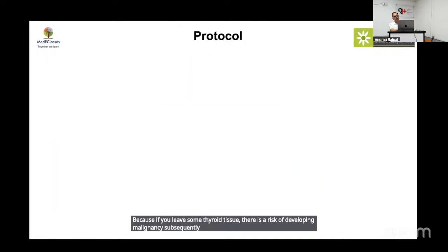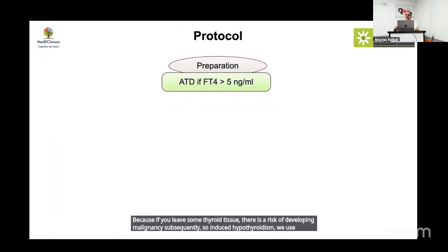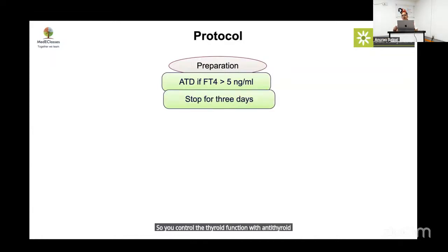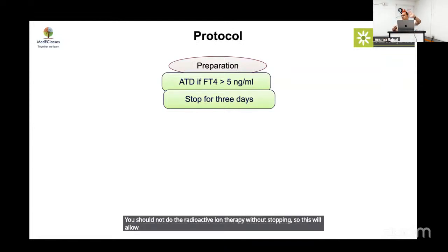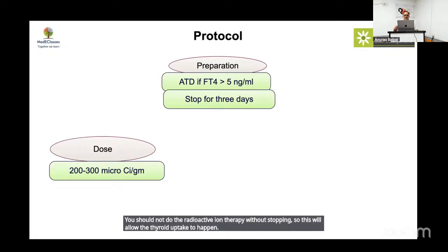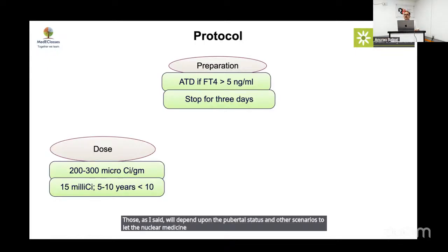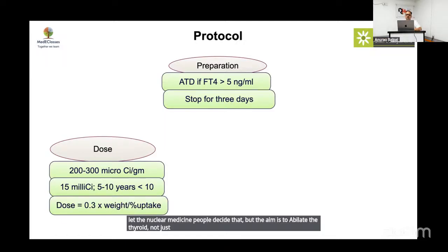So, for induced hypothyroidism, we use ablative doses. You control the thyroid function with anti-thyroid drug, then stop for 3 to 5 days. You should not do the radioactive iodine therapy without stopping. This will allow the thyroid uptake to happen. The dose will depend upon the pubertal status and other scenarios, so let the nuclear medicine people decide that. But the aim is to ablate the thyroid, not just to reduce its function.